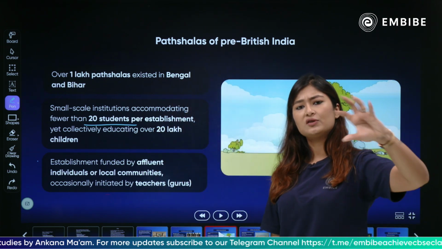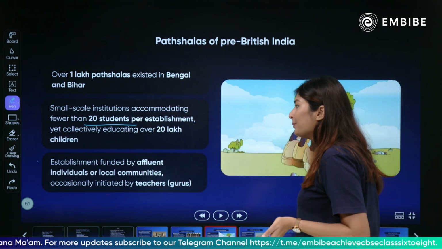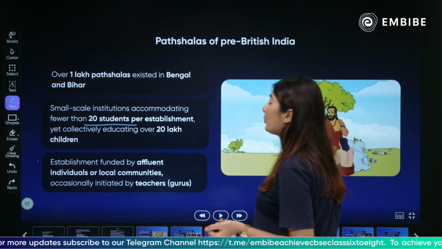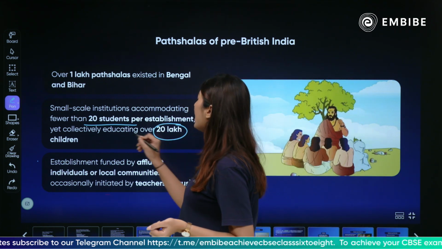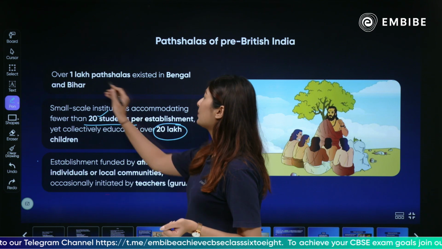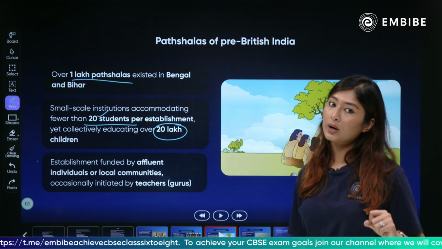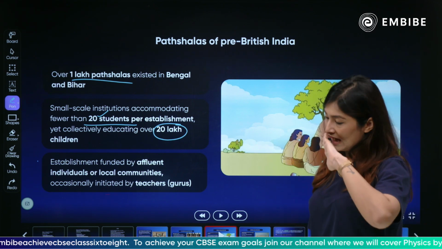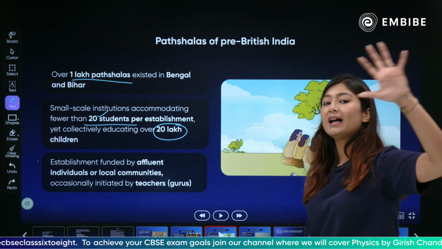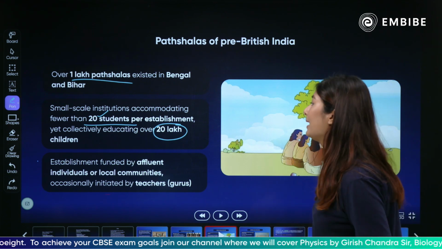एक स्कूल में, एक पाठशाला में करीब 20 बच्चे जाया करते थे. Yet collectively educating 20 lakh children, right? तो हर स्कूल में भले 20 बच्चे जाते थे, but लगभग 1 लाख पाठशाला होने की वजह से साथ में 20 लाख बच्चों को एजुकेशन मिल रही थी. And again, we are just talking about the Bihar and the Bengal region of present, right?